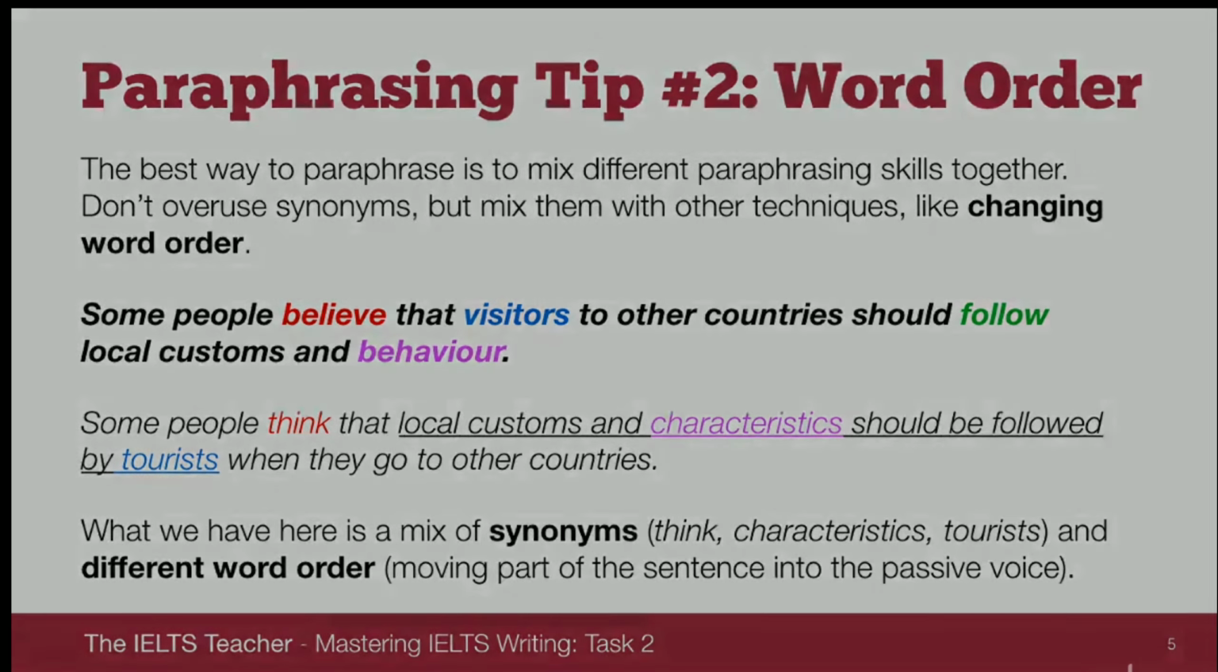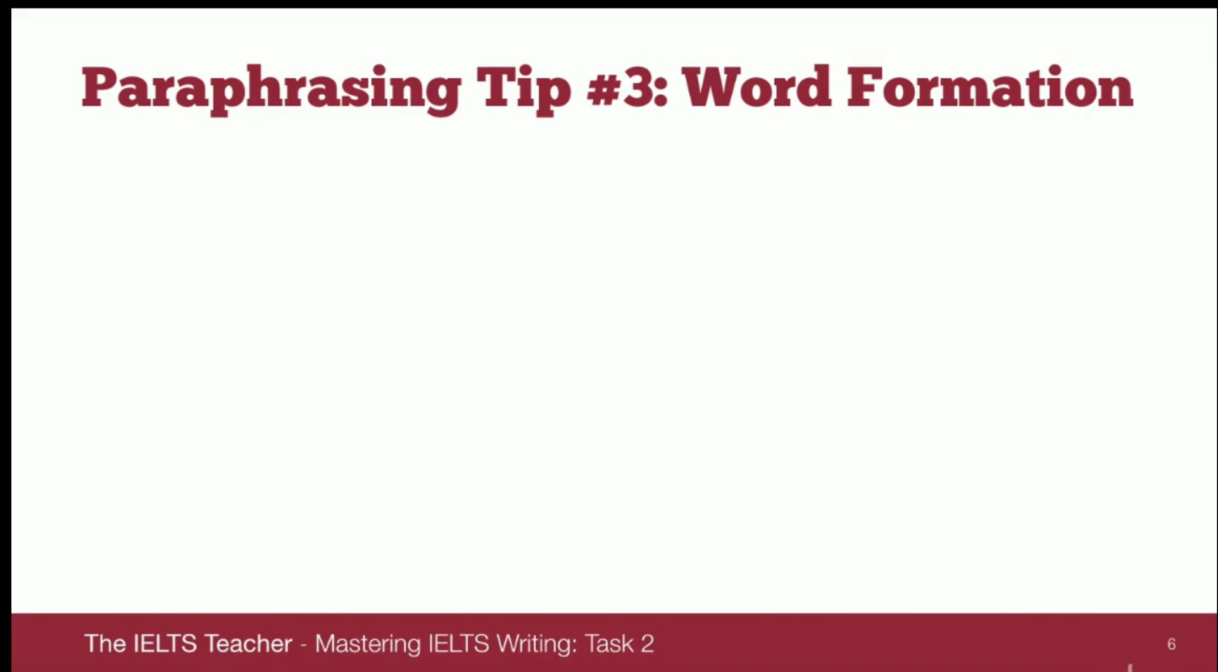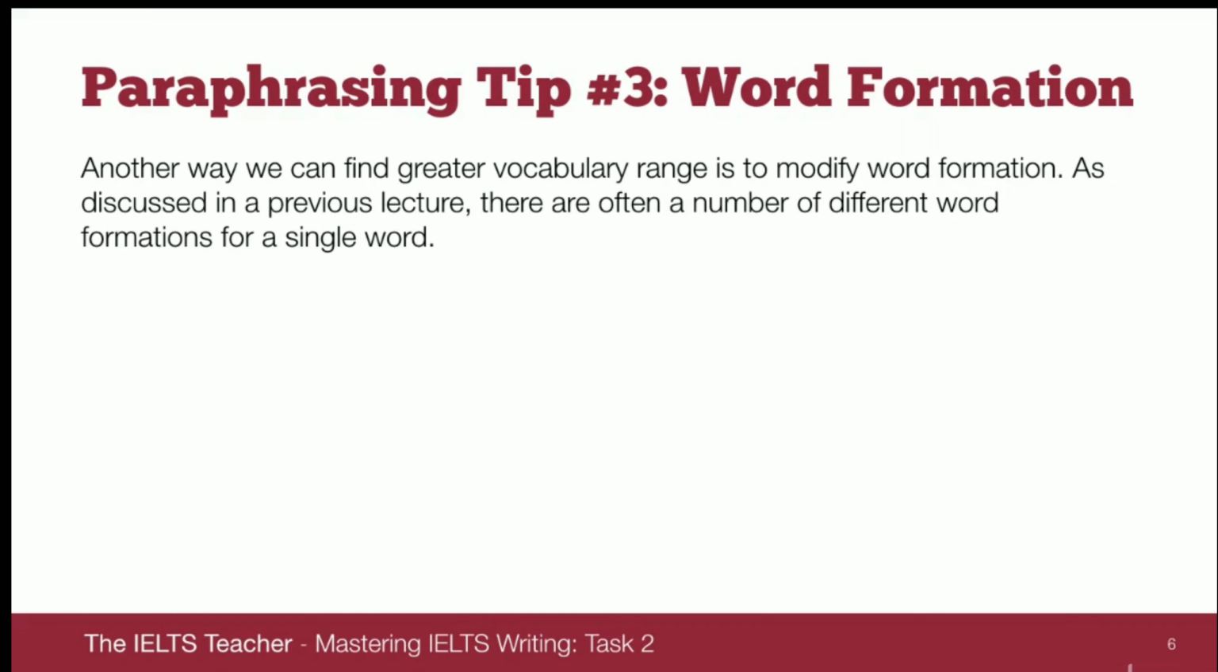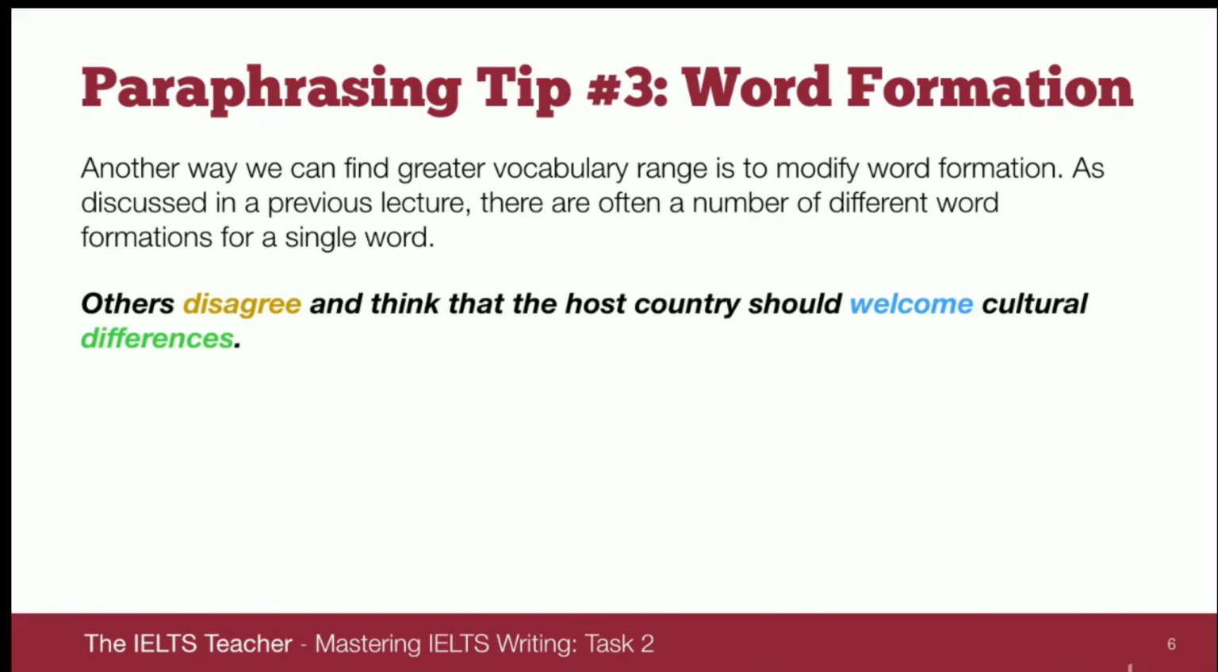Right. Paraphrasing tip number 3, word formation. Another way we can find greater range is to modify word formation. Discussed in a previous lecture, in fact the previous lecture to this one, there are often a number of different word formations for a single word. Let's have a look at the task again. Second sentence here. Others disagree and think that the host country should welcome cultural differences.